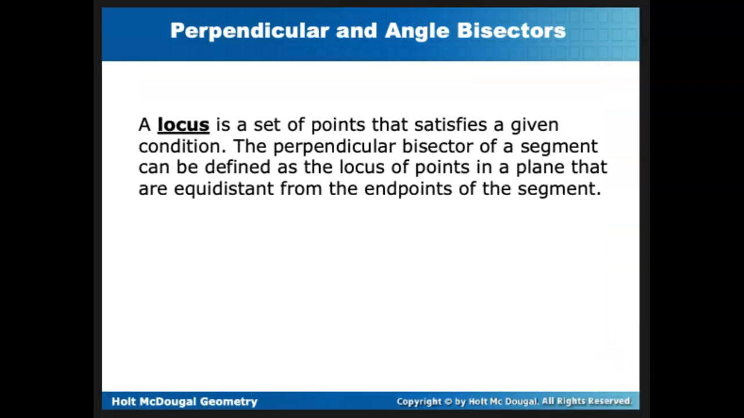A locus is a set of points that satisfies a given condition. The perpendicular bisector of a segment can be defined as the locus of points in the plane that are equidistant from the endpoints of the segment. Remember, whenever we have a line, it also can be part of a plane. So the plane intersects, and all the points in the plane are the locus.